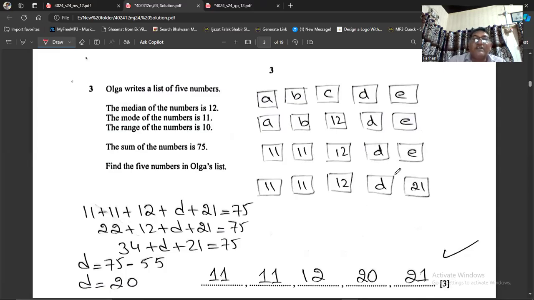Now I'm left with this number only. Then he said the sum of the 5 numbers is 75. So 11 plus 11 plus 12 plus D plus 21 equals 75. So you will have 55 plus D equals 75. So D will be equal to 75 minus 55, and that will be 20. So this number D is 20, and the numbers are 11, 11, 12, 20, and 21.